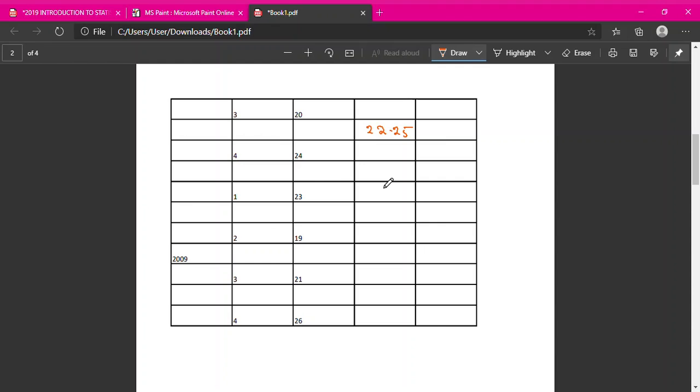20 plus 24 plus 23 plus 19. So here will be 21.5.